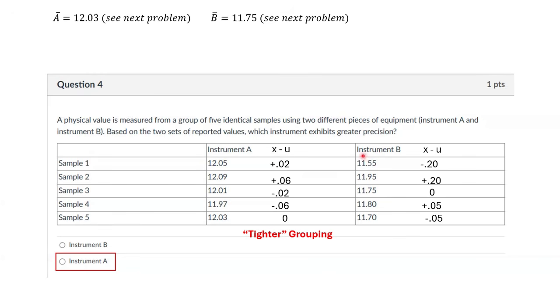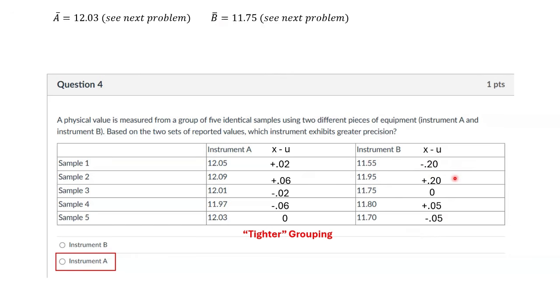For instrument B, do the same thing, except its average is 11.75. So the first one is 11.55 minus 11.75, which gives you a variance of negative 0.2. And you see for this set, you get a wider spread. You go from negative 0.2 to positive 0.2.